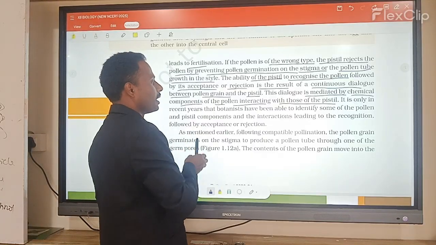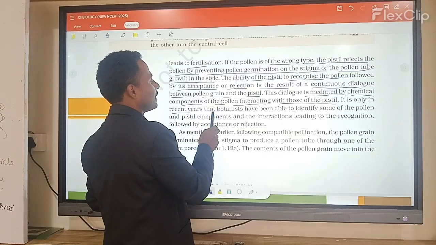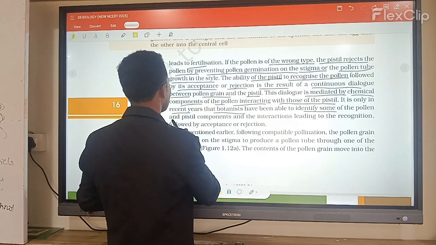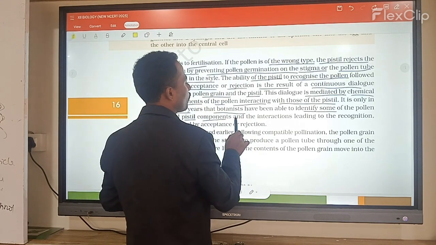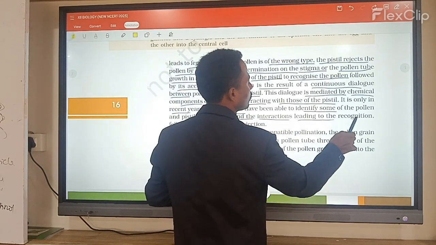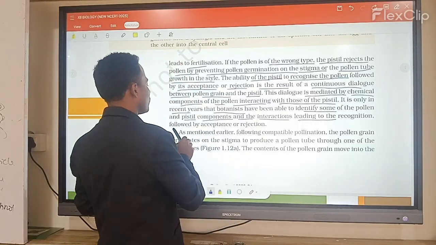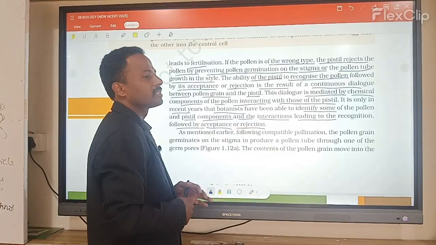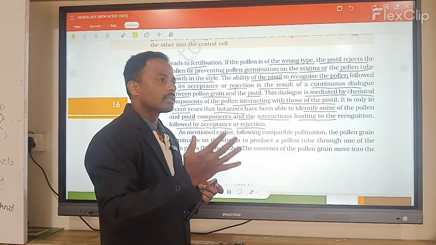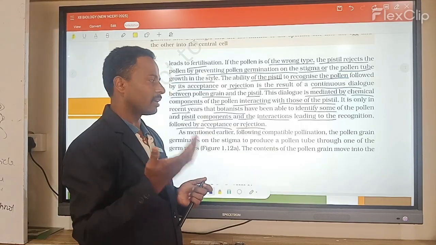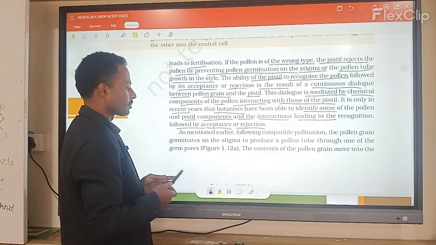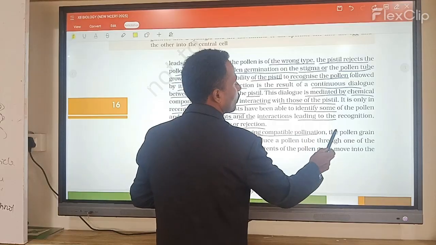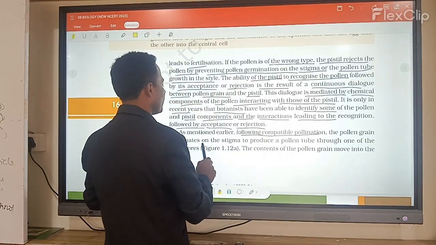Based on this chemical interaction, the pollen tube germinates. In recent years, botanists have been able to identify some pollen and pistil components and the interactions leading to recognition, followed by acceptance or rejection. Scientists observed that some plants accept certain pollen grains while others do not.